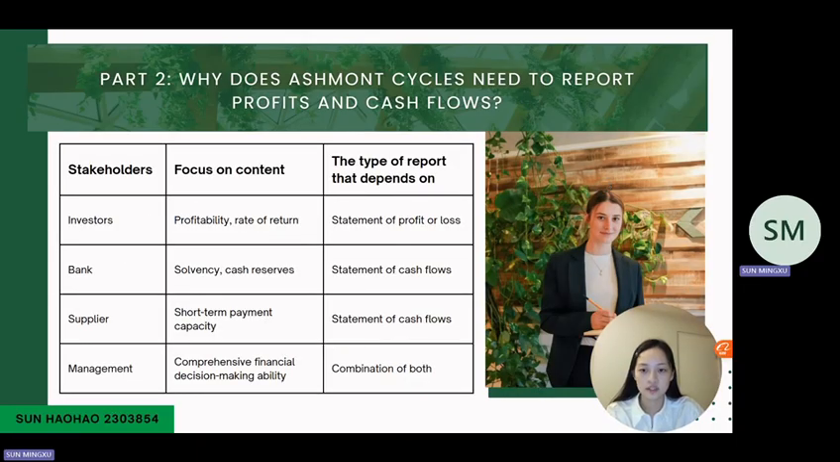We must also recognize that different stakeholders have different priorities. For example, investors care about whether the company makes money, while banks care more about whether you have the cash to pay the loan. Therefore, the 2 reports are combined tools to meet different information needs rather than substitutes for each other.